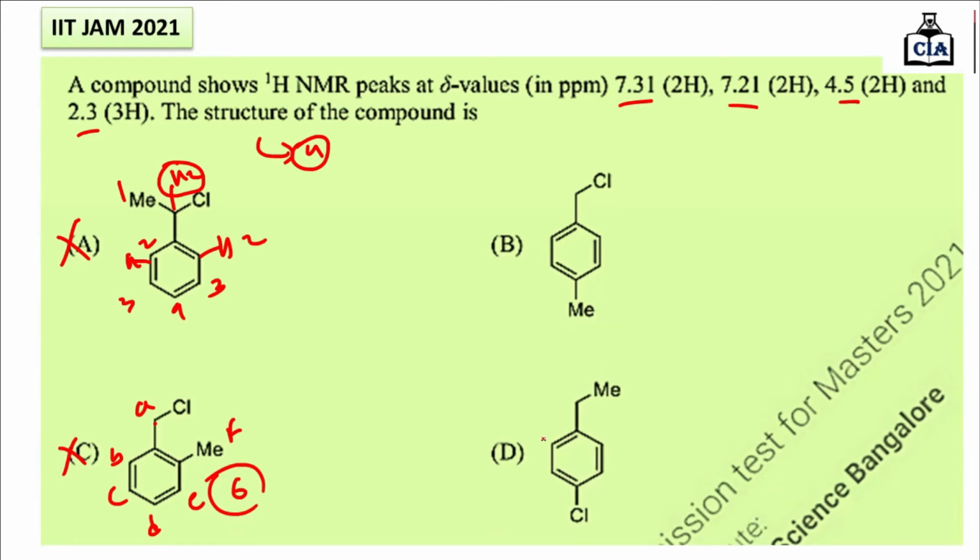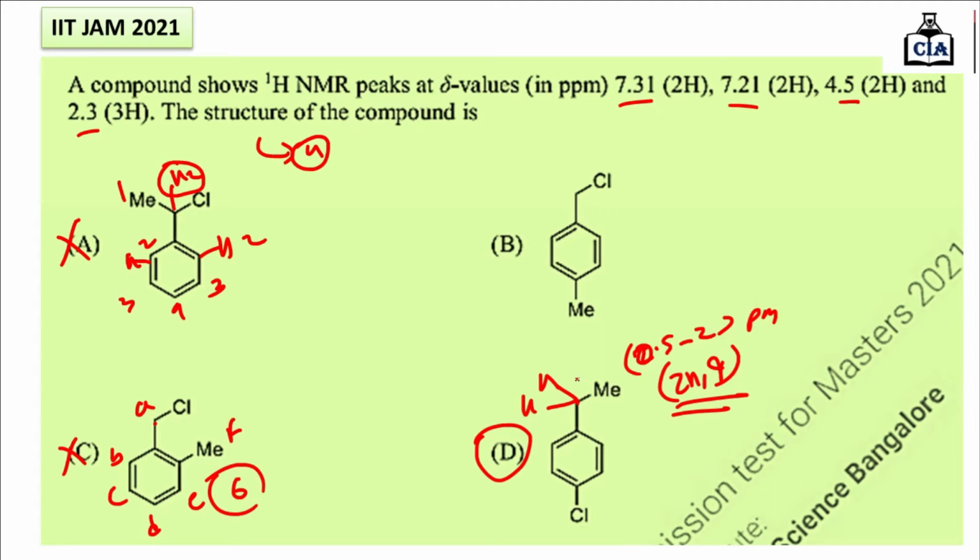Next, if you see option D, here are the 2 protons, and these 2 protons have 3 protons on the adjacent carbon, which means this 2H will give a quartet. This is an sp3 hybridized carbon atom, so these 2 protons will give a value nearly in the range of 0.5 to 2 ppm.